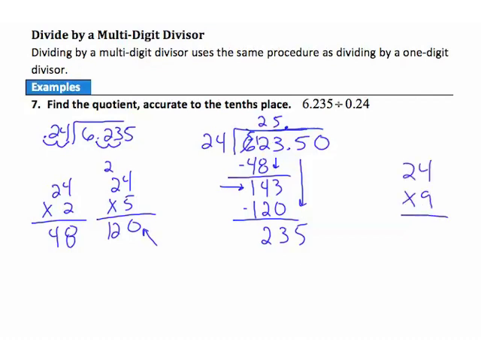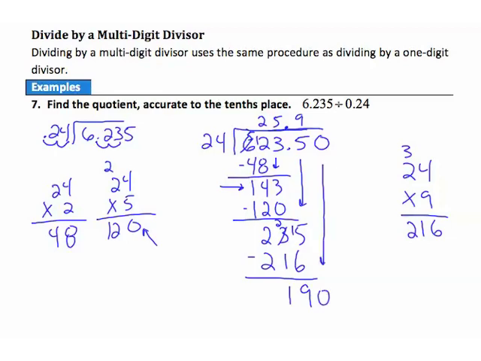So I'm taking 24 times 9. 9 times 4 is 36. Carry the 3. 9 times 2 is 18, plus 3 is 21. So 216. Yep, that seems pretty close. So looks like we're going to say that 24 goes into 235 9 times. Now when I go to subtract, borrow from the 3, which will make it a 2. Make that a 15. 15 minus 6 is 9. 2 minus 1 is 1. Now I bring down the 0.